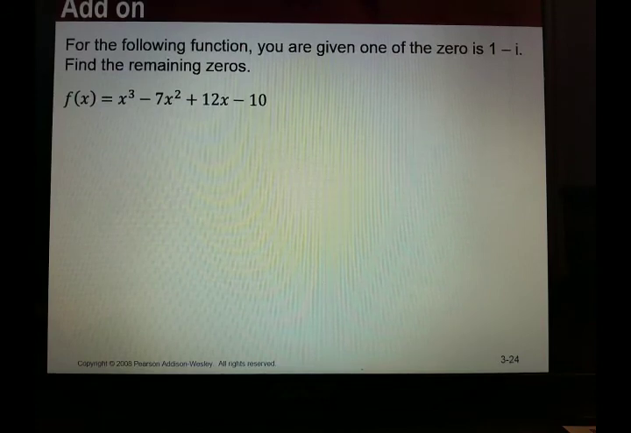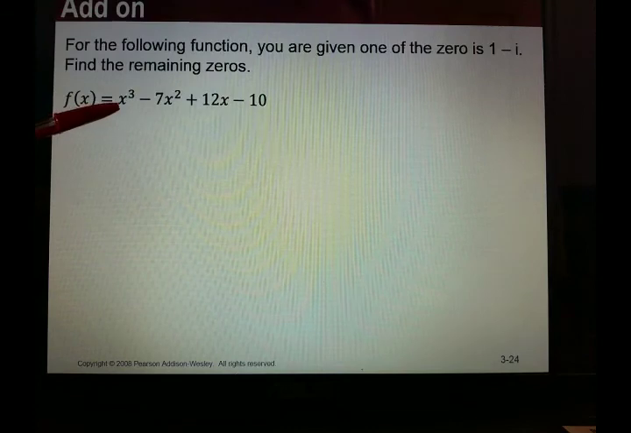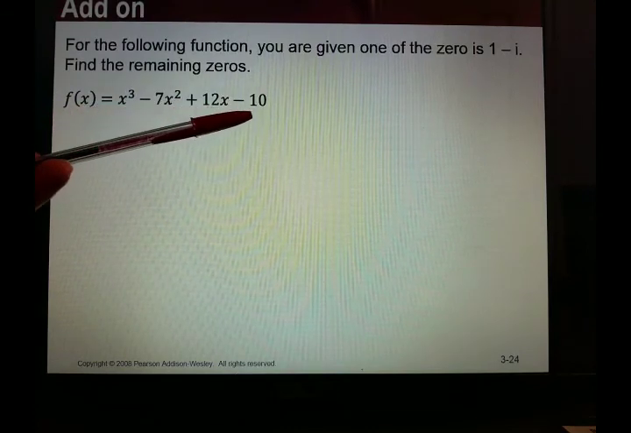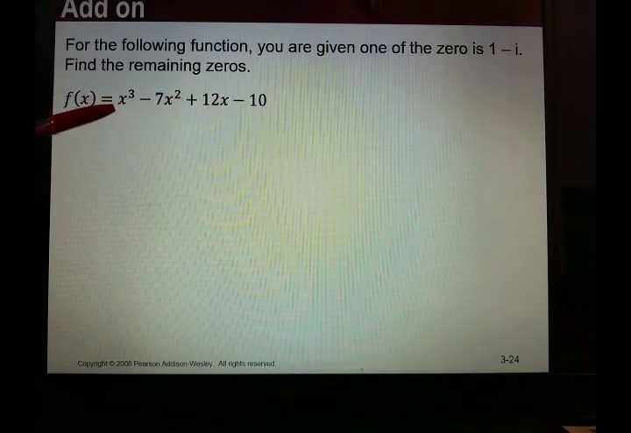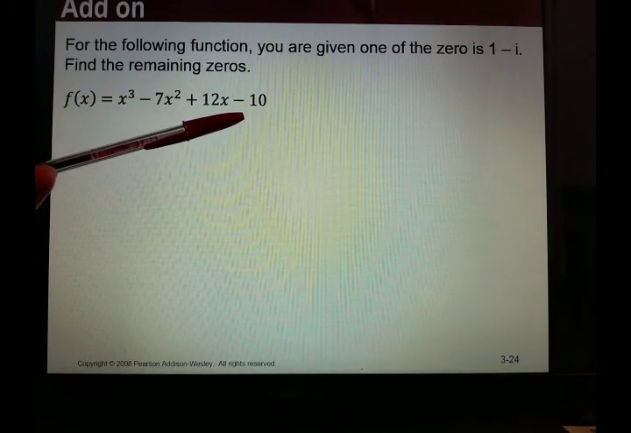So what if they give me an imaginary root? It says for the following function, you're given one of the zeros is 1 minus i. Find the remaining zeros. And I'm given the polynomial function of x to the third minus 7x squared plus 12x minus 10. I want to make a note here that all of these coefficients happen to be real numbers. I got 1, negative 7, positive 12, and negative 10.